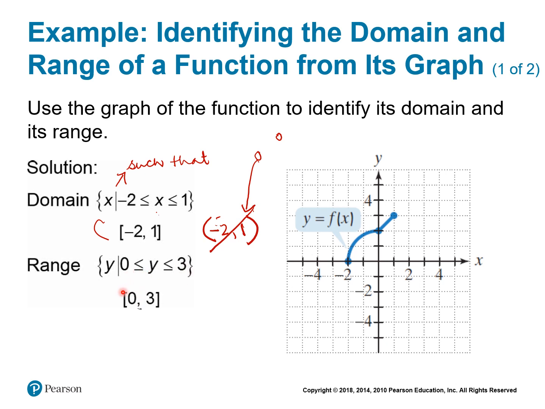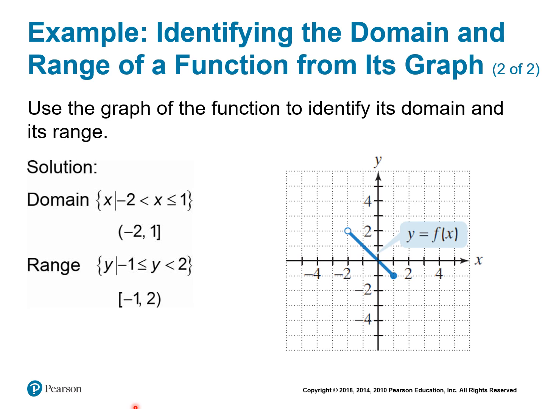The way we write it again in set notation is to start with curly brackets, then y, then a vertical bar which reads "such that". So y such that y is a value between 0 and 3 inclusive. Why inclusive? Because the endpoints of the graph are denoted by solid circles, which means that 0 and 3 are included in the range values. So 0 is less than or equal to y.